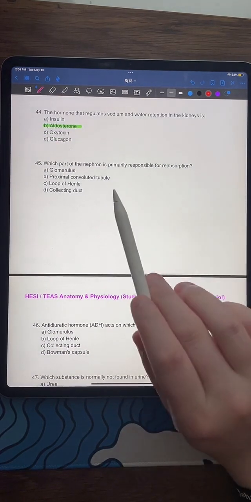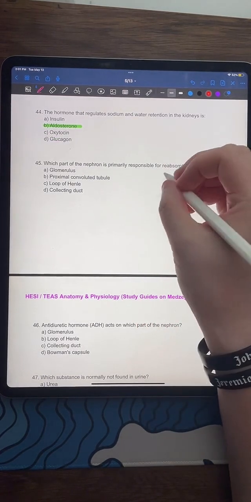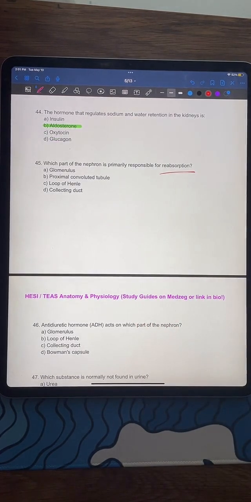45. Which part of the nephron is primarily responsible for reabsorption?